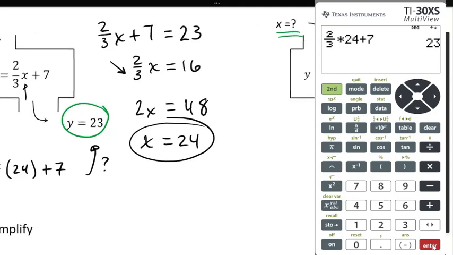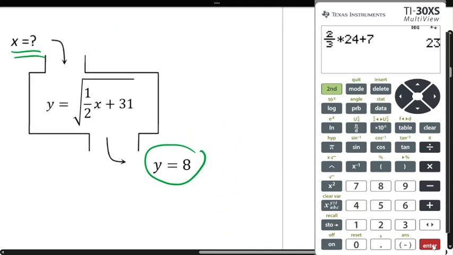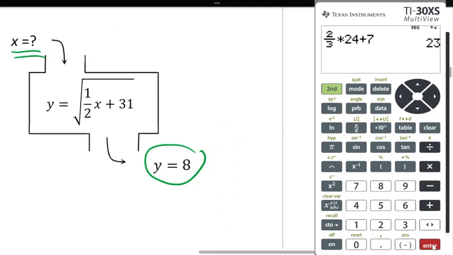Next problem, very similar, except this does involve the square root. So again, I'm going to follow the same pattern. I'm being asked to find the input. I'm asked to find the x value that will produce an output of 8. I'm going to take the definition of this function, and I'm going to set it to the desired output, and the desired output is 8.